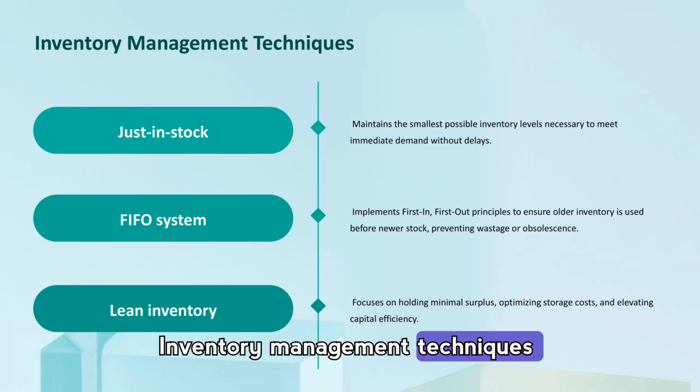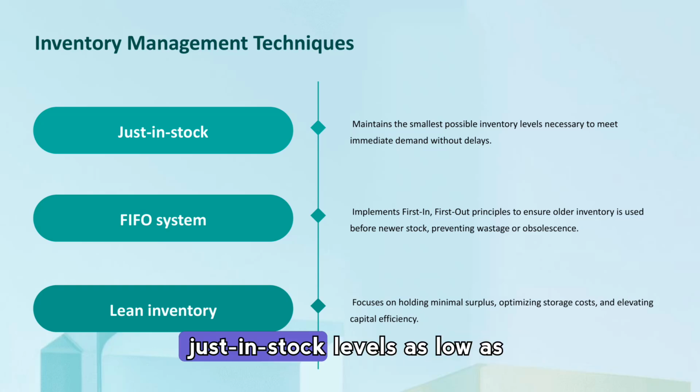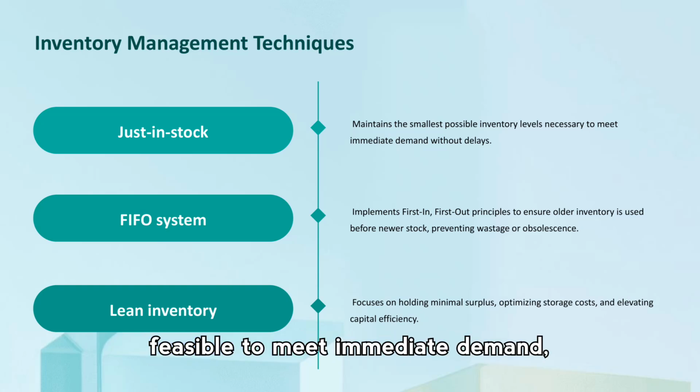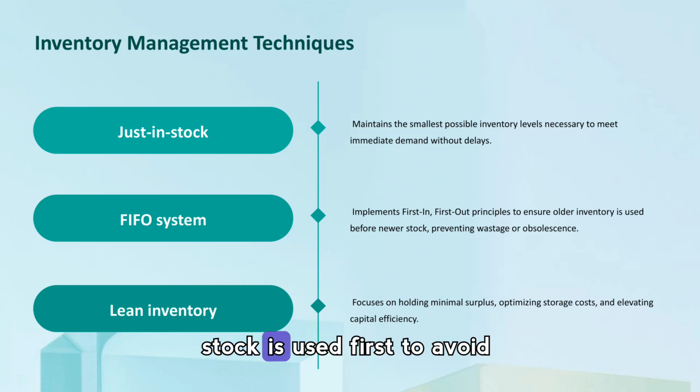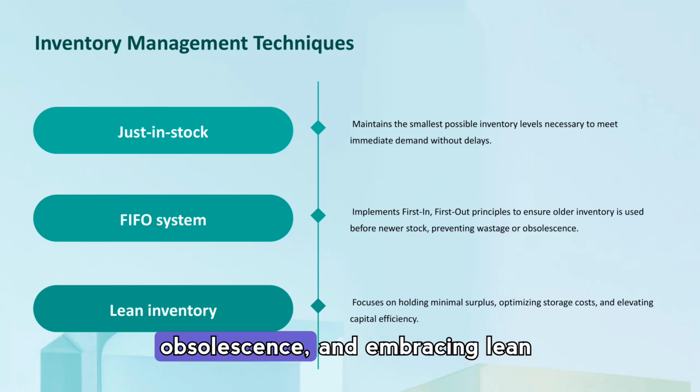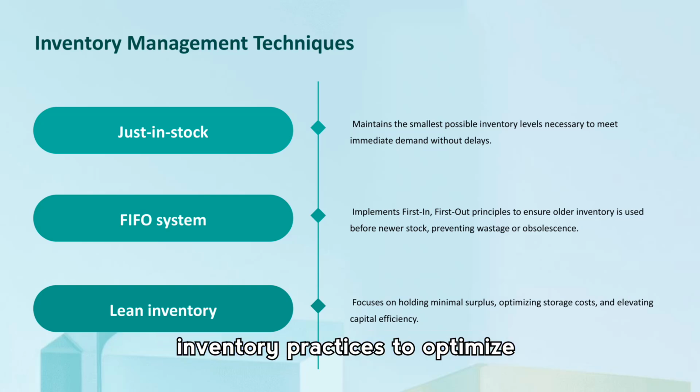Inventory management techniques aligned with JIT include keeping just-in-time stock levels as low as feasible to meet immediate demand, applying FIFO principles so older stock is used first to avoid obsolescence, and embracing lean inventory practices to optimize storage and capital efficiency.